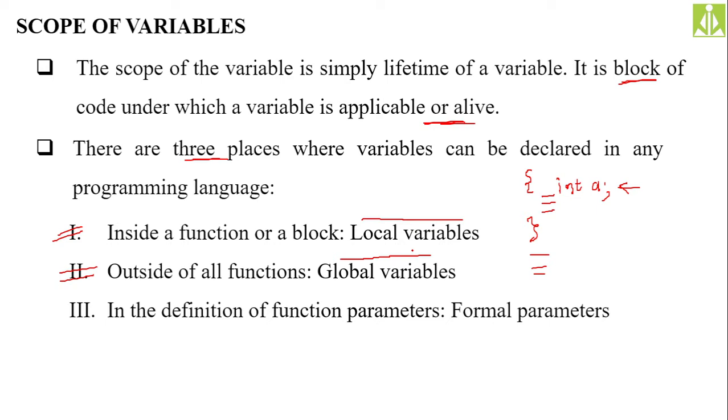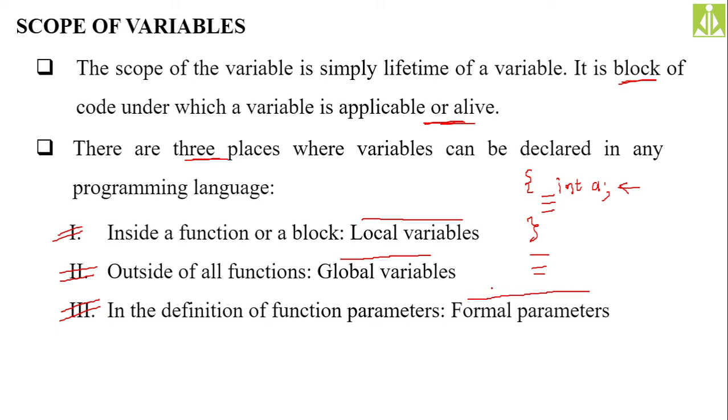And the third place where we can declare a variable is inside a function's parameters. Where you are passing the input from the calling function, and at the called function, when you are receiving the parameters, there also you can declare variables. Those variables, we call them formal parameters.